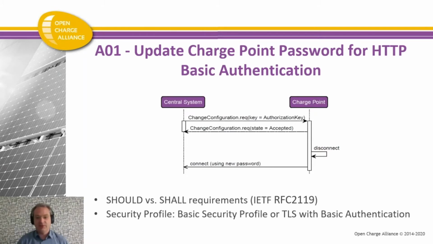It's quite simple. We use the authorization key as a configuration key, as it's normally used in OCPP 1.6. So the change configuration request and response can be used to set this. And after it has been changed, the charge point has to disconnect and reconnect using the new password. We included a number of requirements for this that are, of course, mandatory. We also include a number of recommendations. So if you read through the security white paper, you will also see a number of recommendations of how to handle passwords.